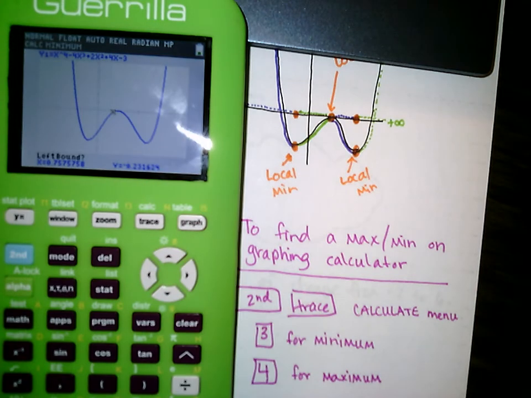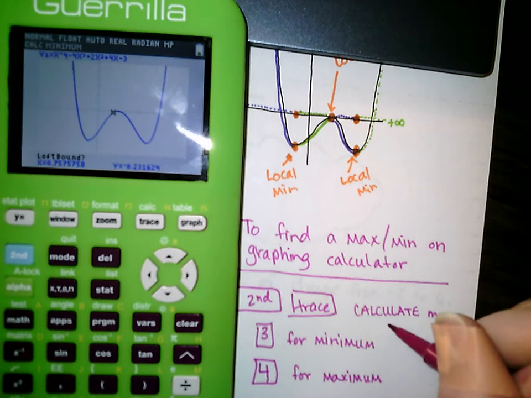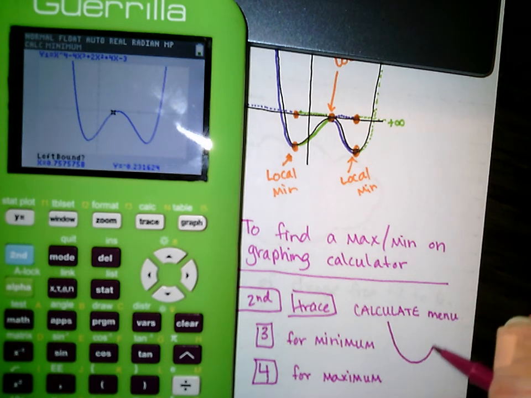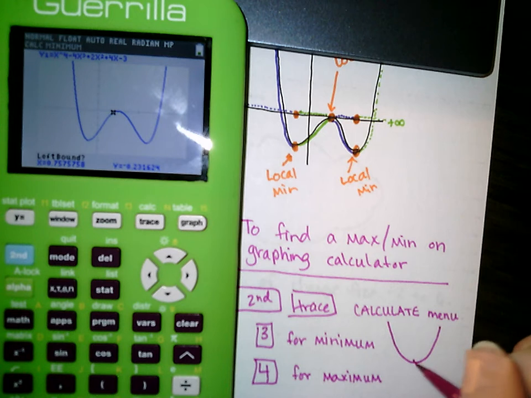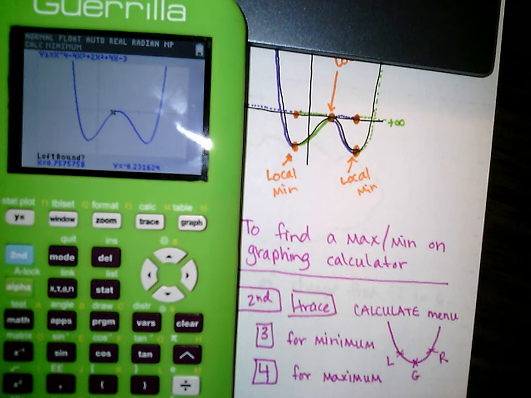And then it's always going to ask me 3 questions. It's going to ask me for a left bound, a right bound, and a guess. So if I have a minimum, then at some point it looks like that. I'm looking for this point here. So that's going to be my guess. And then my left bound, I want to be to the left of that guess. My right bound, I want to be to the right of that guess.